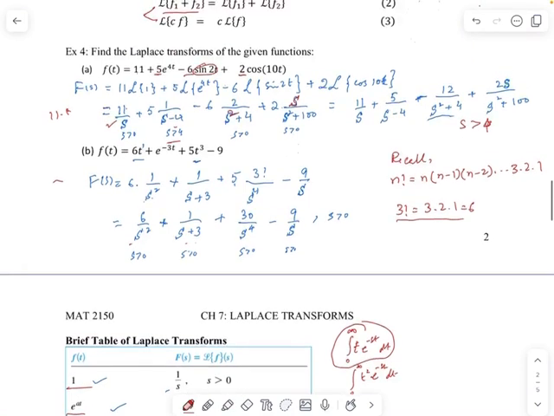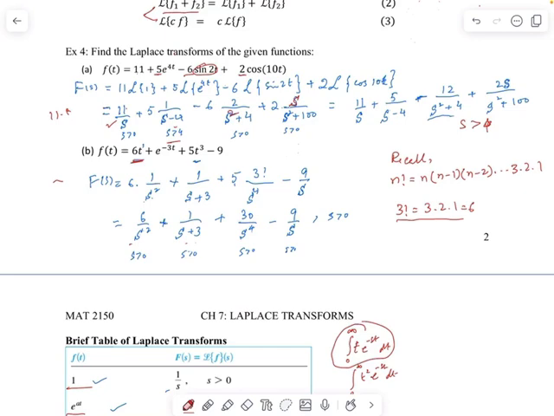So we have 6t, so the power is 1, so we get 6 times n factorial, or 1 factorial, which is 1, divided by s raised to the power n plus 1. So we get s squared. Plus, the next one will be 1 over, remember, e to the at transform is 1 over s minus a. So here it will be s minus negative 3, which makes it s plus 3.